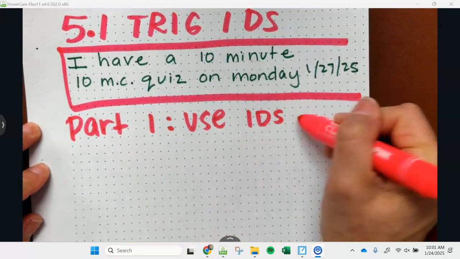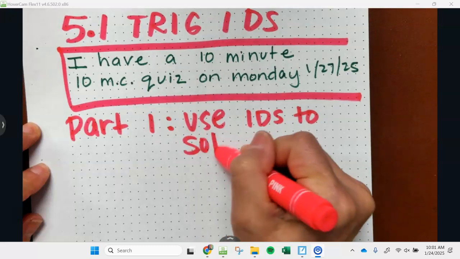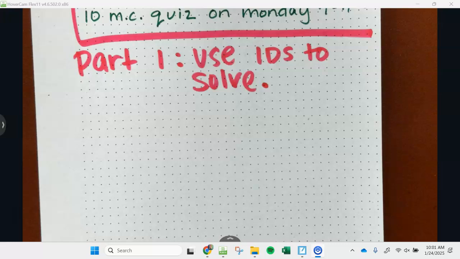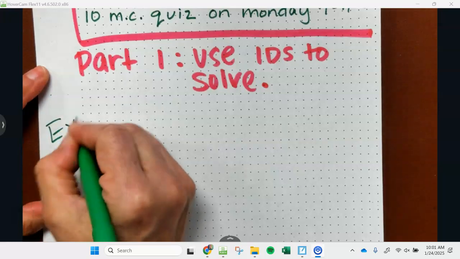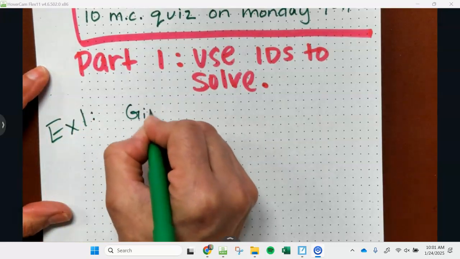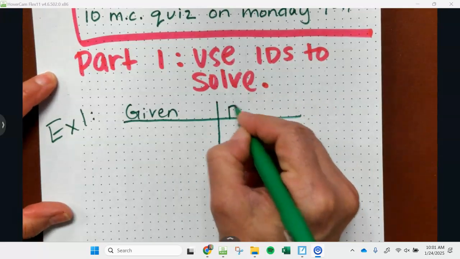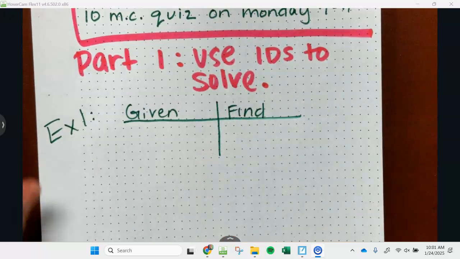Use IDs to solve. All right, here we go. Here's your first example, guys. I'm going to give you what's given, and then I'm going to tell you what we have to find. So for example 1, I'll just put given over here on the left, and what we need to find over here on the right.